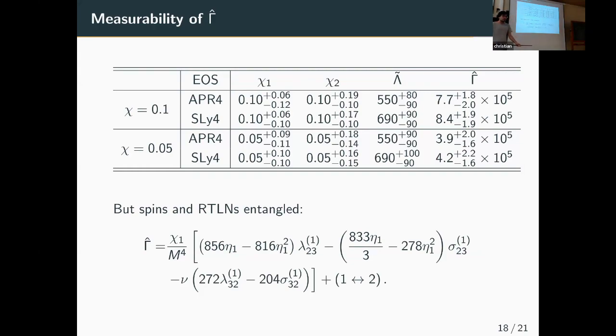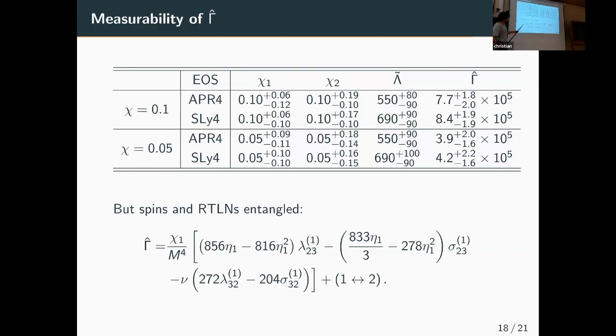So we've established that the RTLNs and spin-tidal effects are important for the measurement of lambda tilde. And going on this optimistic note, we try to understand whether gamma hat itself, so the RTLNs themselves, will be measurable. This would mean that we have another, more or less independent, way of understanding the equation of state of neutron stars. What we found is that in the best case scenario, gamma hat is marginally measurable, with some accuracy, but not too much.